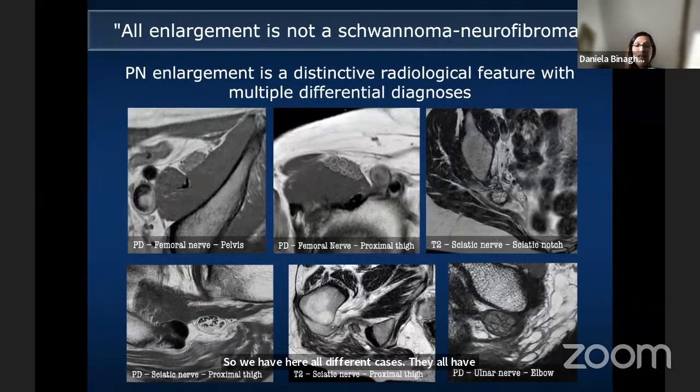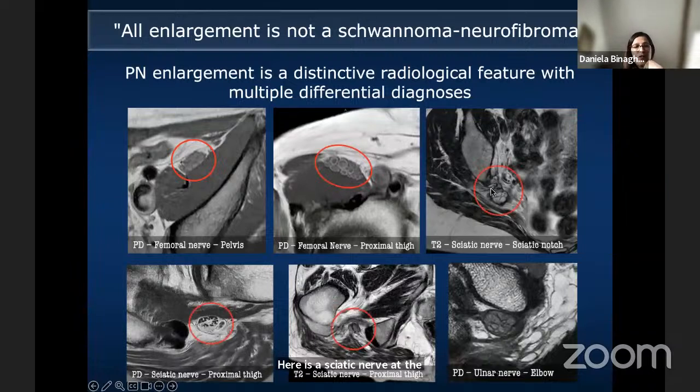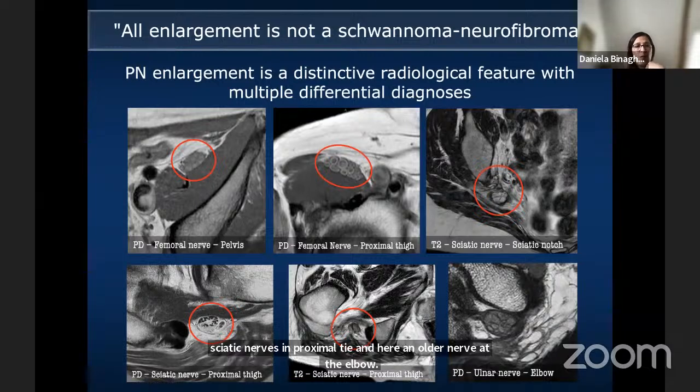clinical history. And here we can see a femoral nerve in the pelvis. Here is also a femoral nerve at the proximal thigh. Here is a sciatic nerve at the sciatic notch. Here also sciatic nerves in proximal thigh. And here an ulnar nerve at the elbow. They all have different pathologies. They all present as enlargements. And we will see some cases.